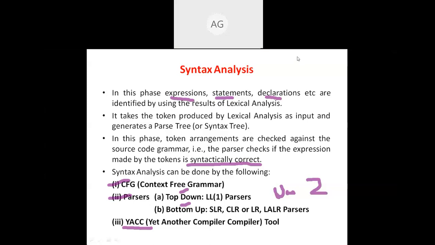All of you are getting it? All of you are getting it or not? It's clear. Okay, so proceeding further.